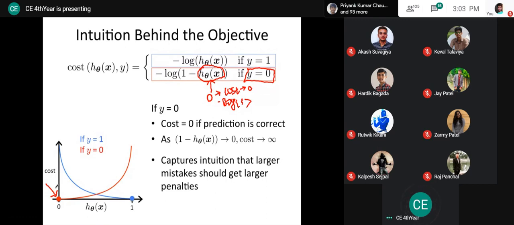Fine. And another scenario, whenever your prediction is, let's say, 1, hypothesis prediction is 1. So that means we need the cost value to be maximum. Theoretically, it should be infinite. Fine. So now if I put 1 over here, instead of hypothesis, so minus log of 1 minus 1, so that is 0. So minus log of 0, right? And your result is, you can say, a very high cost value.